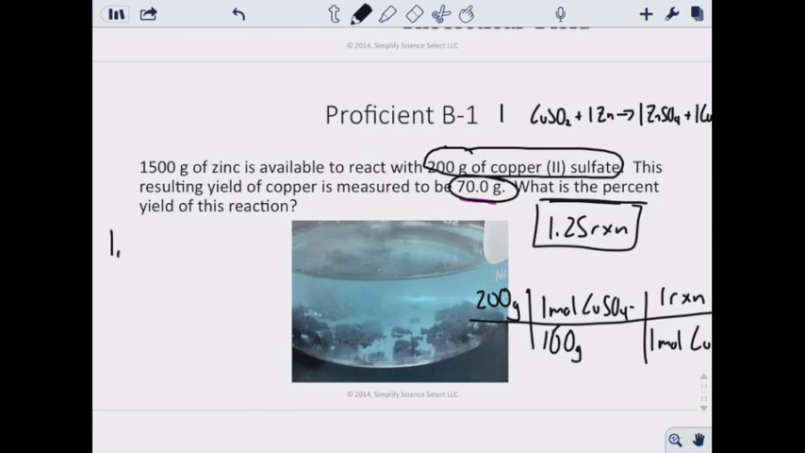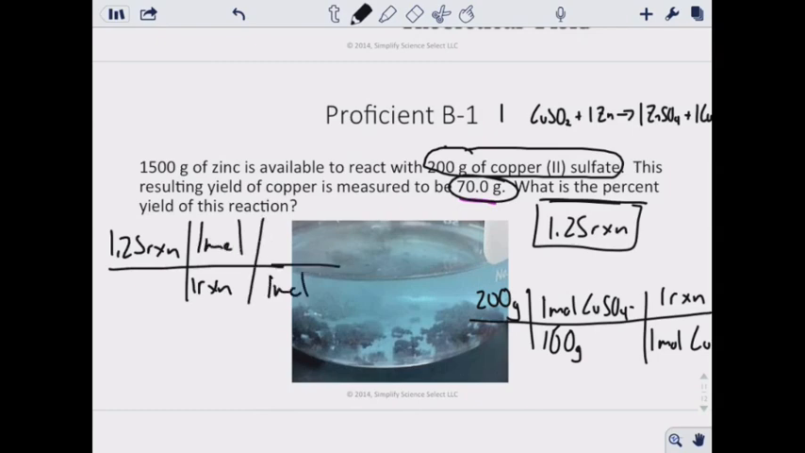So we go 1.25 reactions, and 1 reaction produces how much of our copper? Well, 1 mole. And then 1 mole of copper, its molar mass is right around 63.5 grams. So when we're looking at this, our theoretical yield is 79.4 grams.